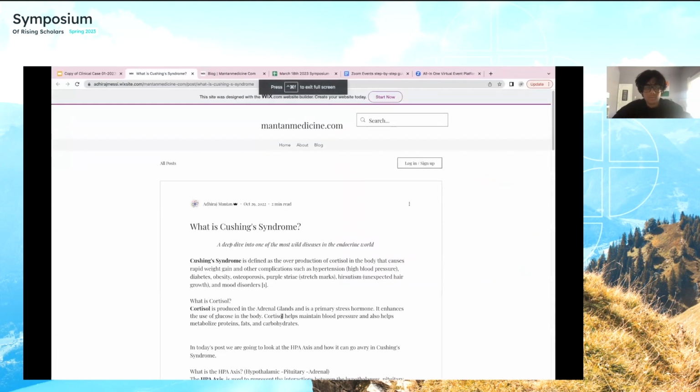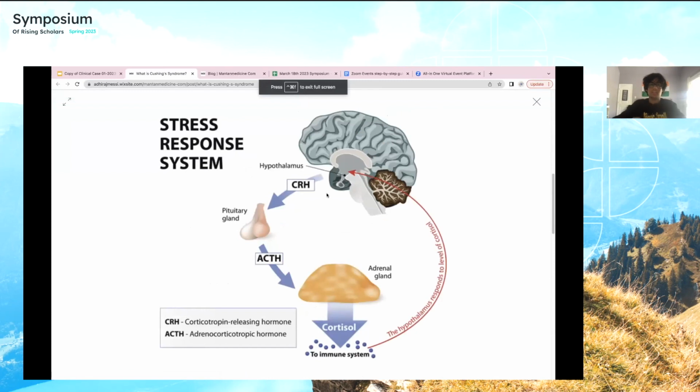If I go to my blog post here, this is a better photo of the HPA axis. The HPA axis is the linkage between the hypothalamus, pituitary, and adrenal gland, and the signaling interactions between these 3 parts. In a normal patient, the brain releases CRH, which tells the pituitary gland to release adrenocorticotropic hormone. And then that ultimately tells the adrenal gland to produce cortisol.